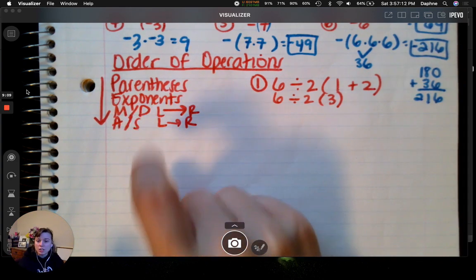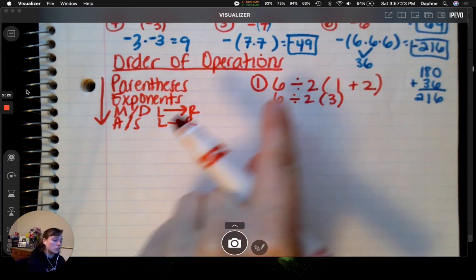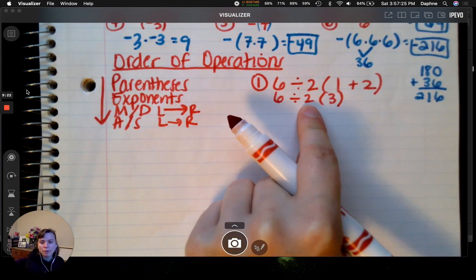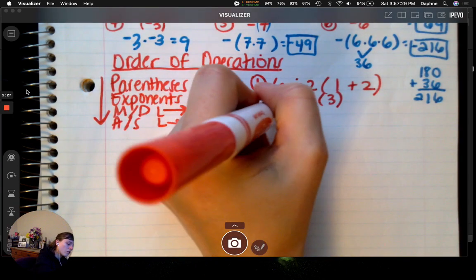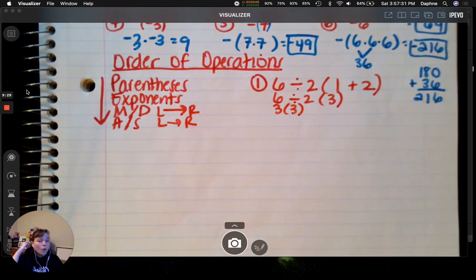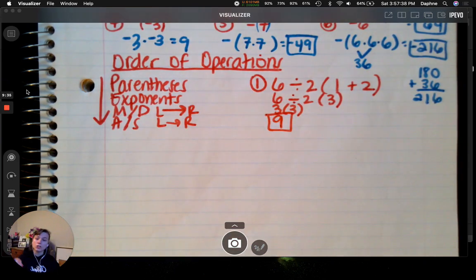Multiplication and division. Do you see some multiplication? Or division, sorry. Multiplication and division. If so, we're going to do them from left to right. So starting here, I see the 6 divided by 2 first. What is 6 divided by 2? 3. Now I see the multiplication. What's 3 times 3? 9. So your final answer should be 9.